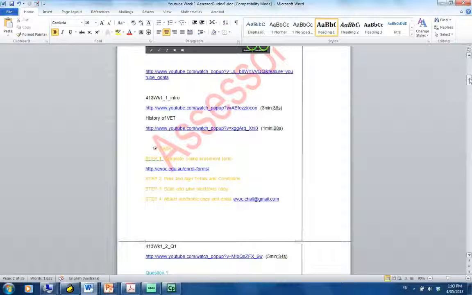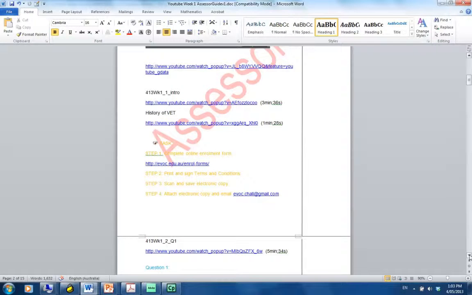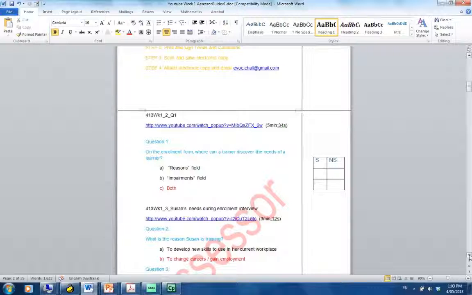An instrument might be an observation checklist, and you could tick yes and no if you were able to observe, or not applicable if it didn't apply and there was no opportunity to observe. So based on that, let's have a little look at this. Now this is the assessor guide version, the one that the assessor would have access to.